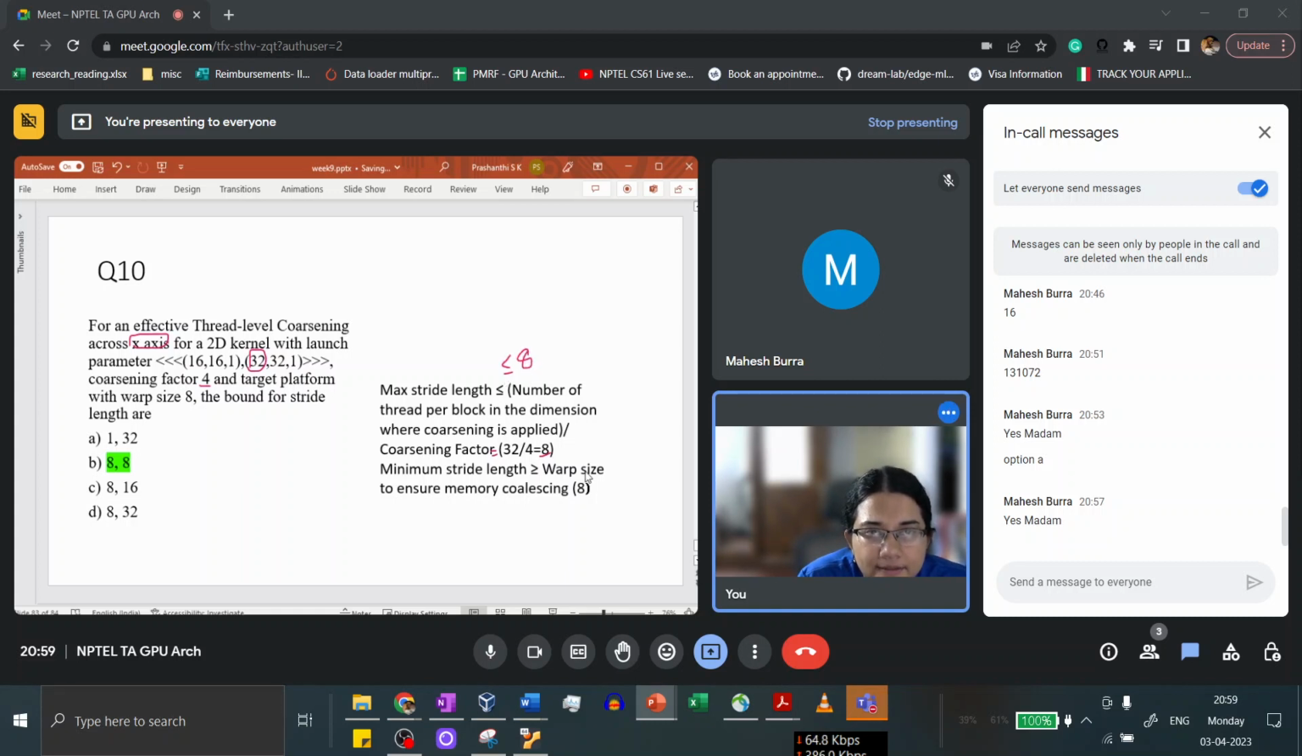Minimum stride length should be greater than equal to warp size to ensure memory coalescing. Warp size is given to be 8. So minimum stride length should be greater than equal to 8. So the bounds for stride length are 8, 8. Your stride length basically can be only 8, because greater than equal to and less than equal to come to the same thing. So it has to be equal to 8. That's the answer. Any doubts on this before we wrap up?